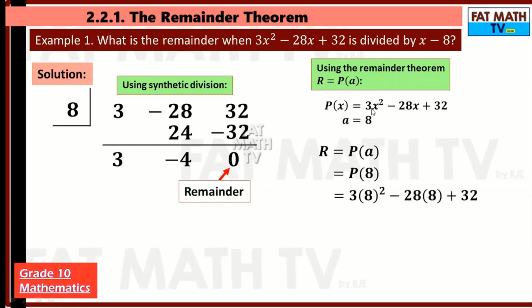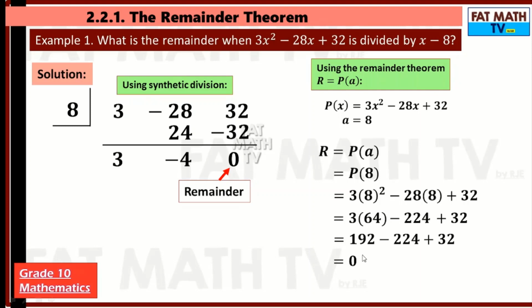So this is going to be 3x squared. So 3 times 8 squared minus 28 times 8 plus 32. And then you can solve 8 squared first before you multiply. So 8 squared is 64. Negative 28 times 8 is negative 224. Copy plus 32. 3 times 64 is 192, and then copy the others. And then 192 minus 224, that is negative 32, plus 32 is 0. So we get the same remainder.